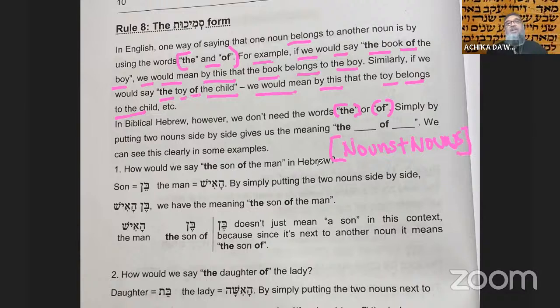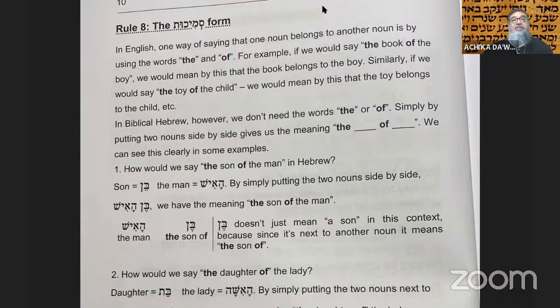Instead of saying the horse of David, they would put just David in the horse. Or the sons of Israel, they would put just sons in Israel. They would never include the words the of. It never says the sons of Israel. It always says B'nai Israel. And there's a way that they do it that we're going to teach you, okay? So in biblical Hebrew, we don't use these words the and of when we're putting two nouns together.